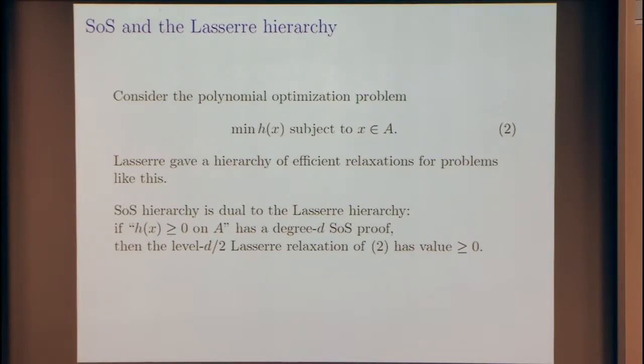The statement that h(x) is positive on A has a degree d sum of squares proof if and only if it has a degree d over 2 Lasserre relaxation that gives you a value that is non-negative. Okay, so the two ways of looking at this problem are the same, or dual of each other. So why is this interesting?